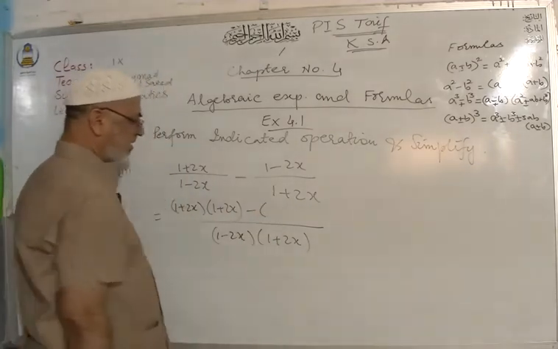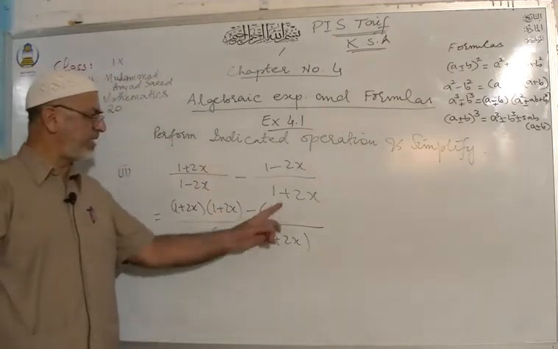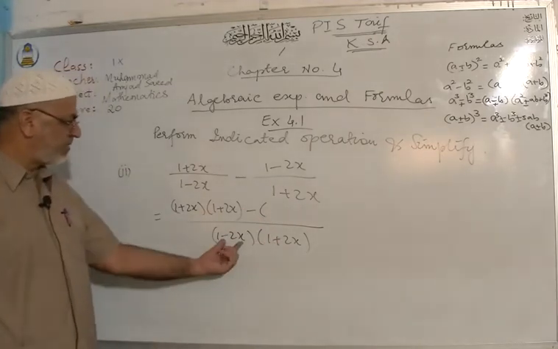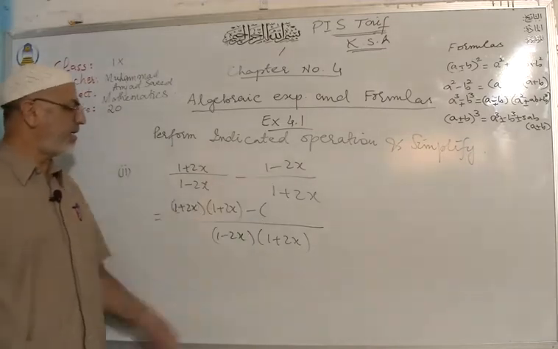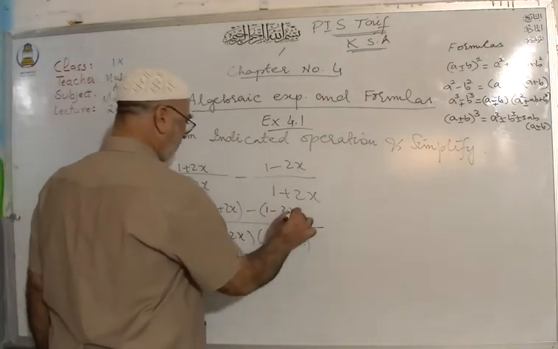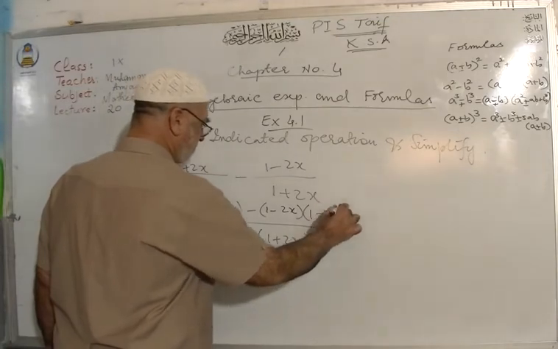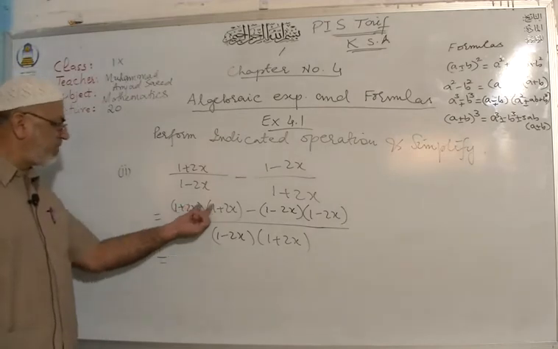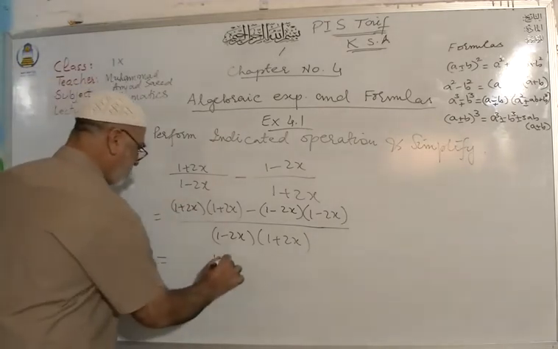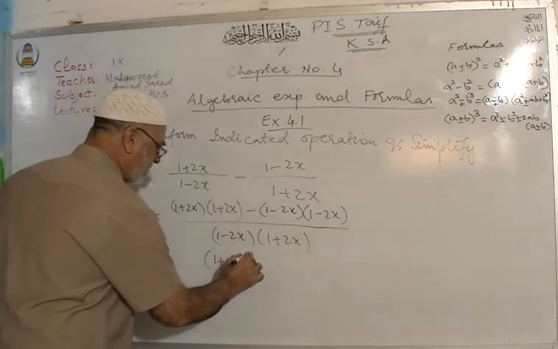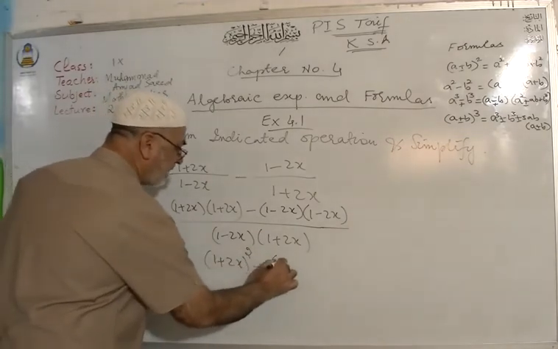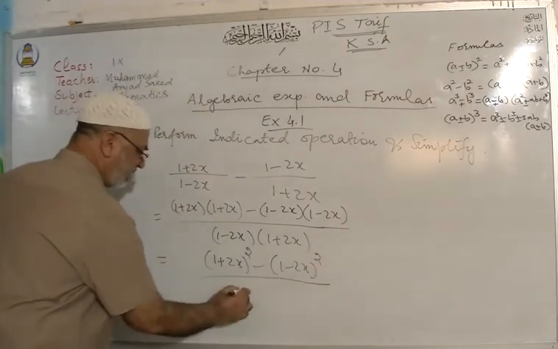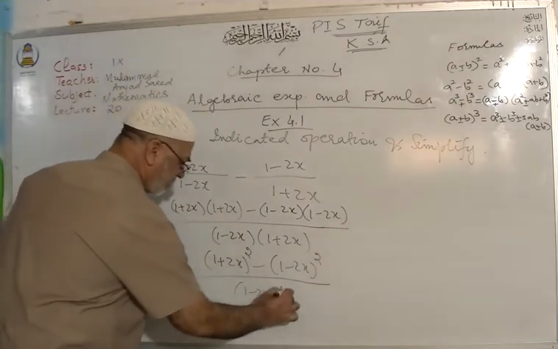Then minus, similarly, this is divided by this. 1 plus 2x, 1 plus 2x cancelled out. This left, and it will be multiplied above, 1 minus 2x and 1 minus 2x. We can write down here 1 plus 2x, 1 plus 2x 2 times, and it is better to write down 1 plus 2x whole square minus 1 minus 2x whole square, whole divided by 1 minus 2x into 1 plus 2x.